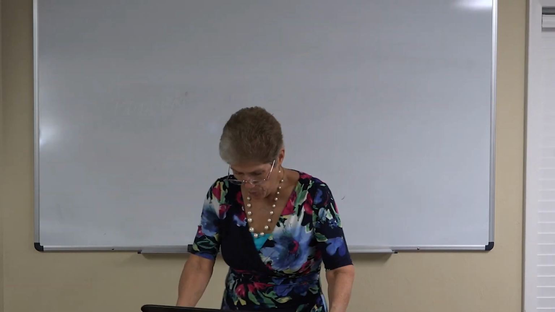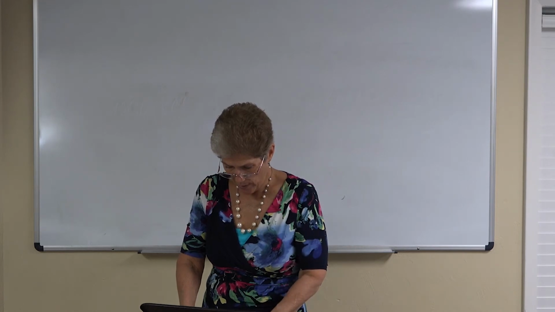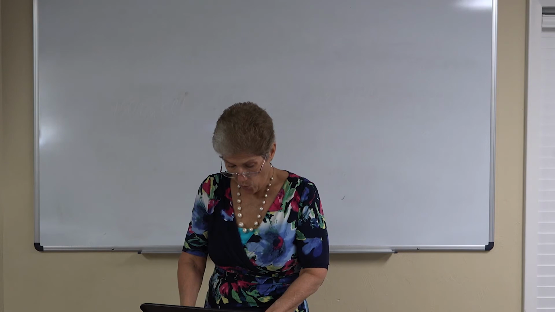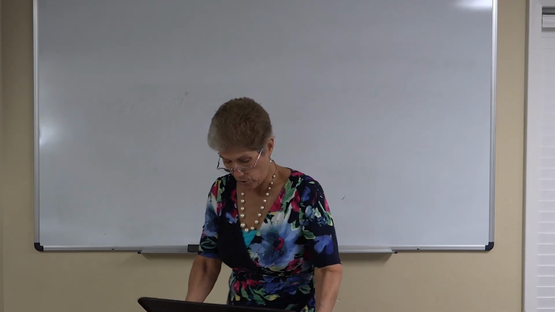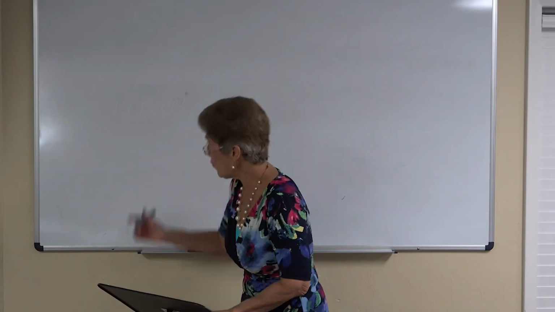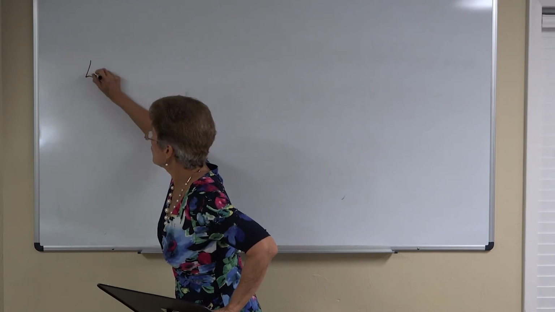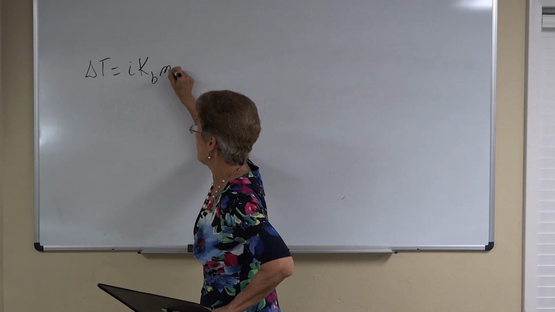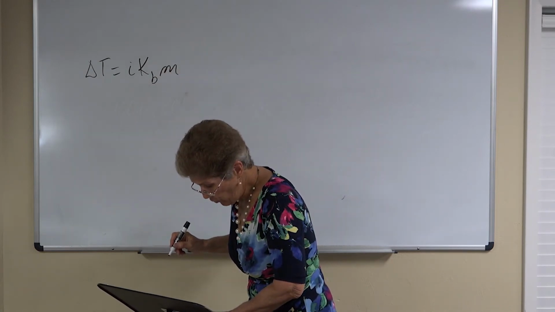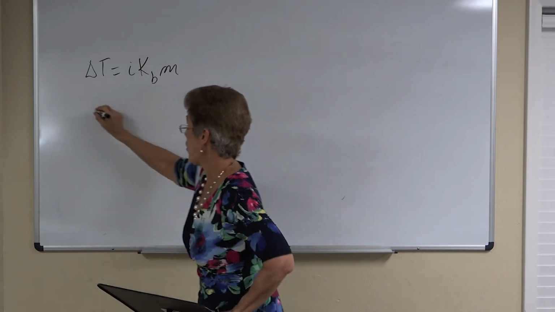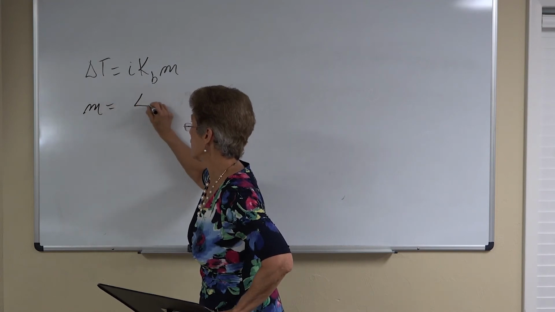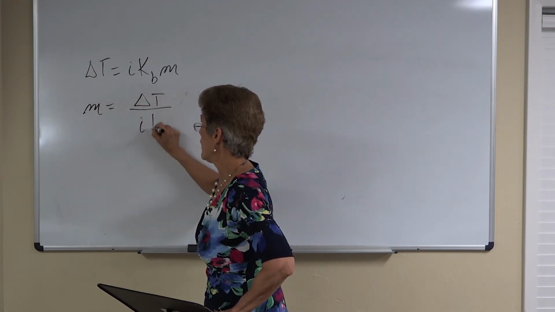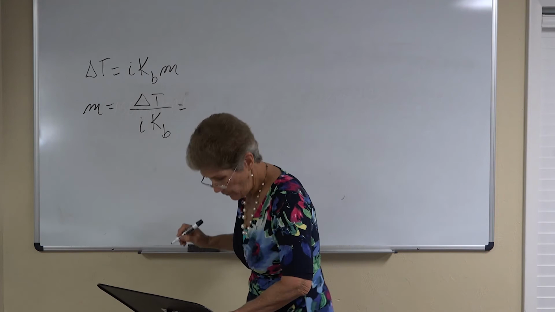Number 11, the boiling point of ethanol is 78.37 degrees Celsius. If the boiling point of the solution of water and ethanol is 80.56, what is the molality of the solution? Okay, well here we're doing boiling point, so the change in temperature equals i Kb m. And we are trying to find the molality. So I'm going to go ahead and solve for it. Delta T over i Kb.